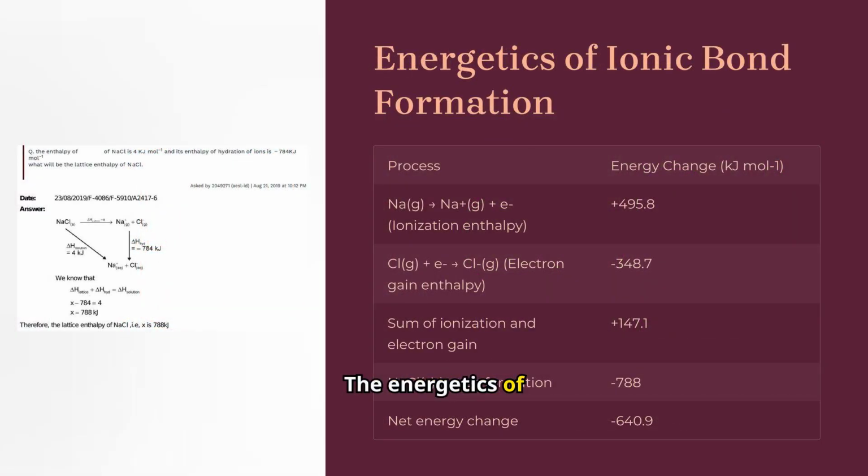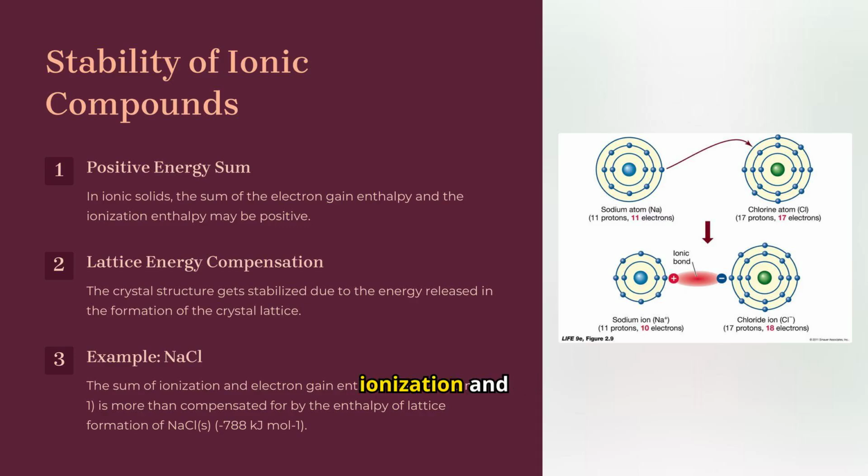The energetics of ionic bond formation involve balancing ionization and electron gain enthalpies with significant energy release during lattice formation, resulting in stable ionic compounds. The positive sum of ionization and electron gain enthalpy in ionic solids is balanced by lattice energy release, ensuring overall stability, as seen in NaCl formation.